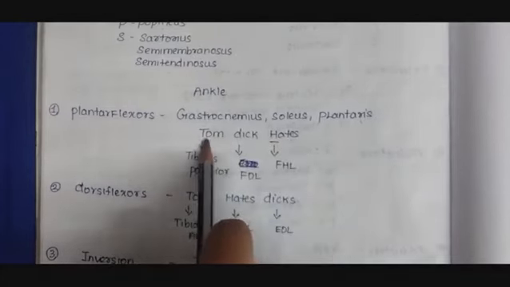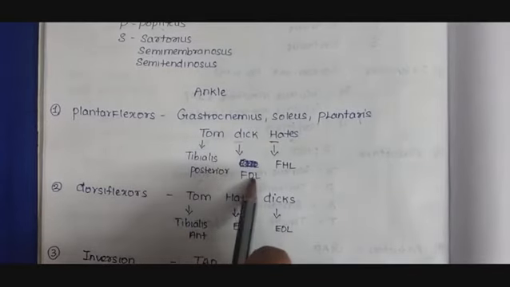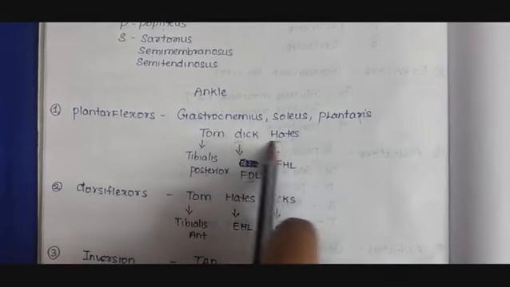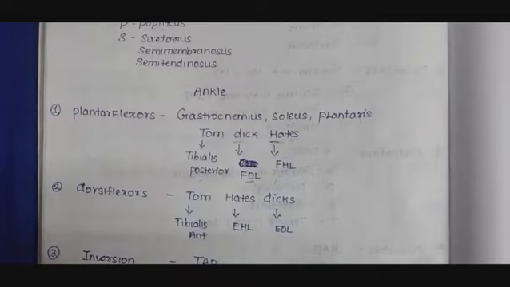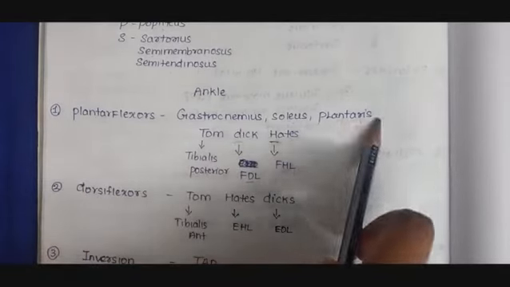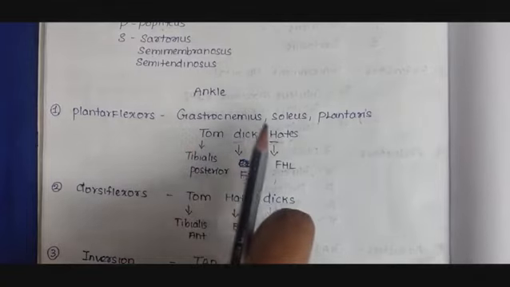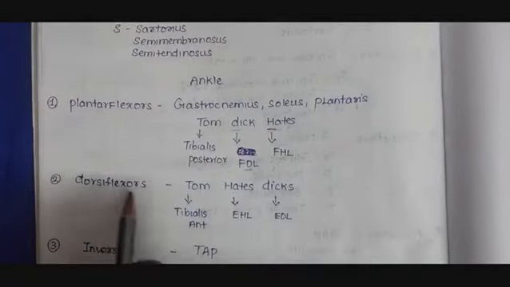T stands for tibialis posterior muscle. D stands for digitorum. Here it stands for flexor digitorum longus. And H stands for hallucis. Here it stands for flexor hallucis longus. Okay, so for plantar flexors, the primary muscles are these, and in order to remember the secondary muscles, you have to remember the sentence Tom, Dick and Harry.